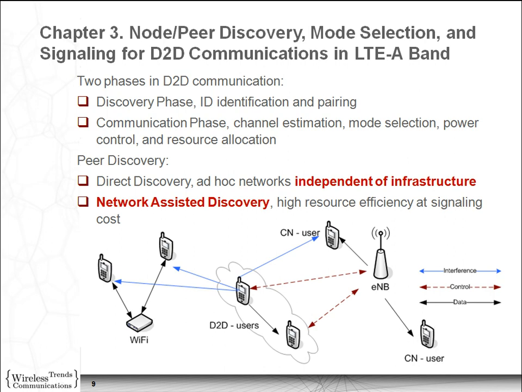And when we are doing the discovery phase, we can have these two approaches. First approach is independent of infrastructure. That means that the NOV is not related with the devices, so they just find each other, like if we were in an ad hoc network or a MANET, so they can find each other and they don't need any support. Or we can have the network assisted discovery.